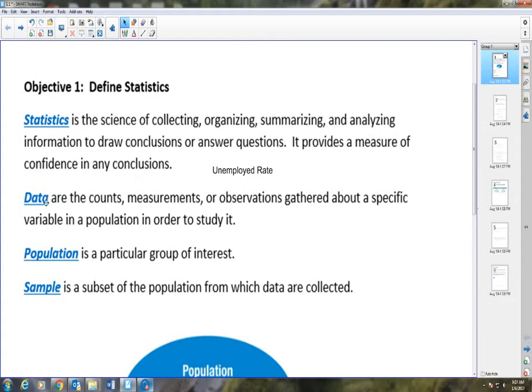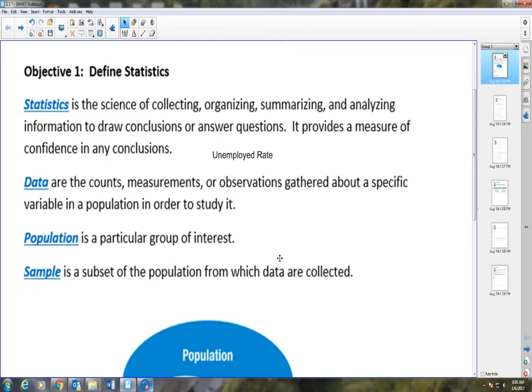Alrighty, the word data refers to the counts, measurements, or observations gathered about a specific variable in a population in order to study it. So all the data that we collect are basically from different types of counts, measurements, or observations. Population refers to a particular group of interest that we're trying to study. For example, like a household income.